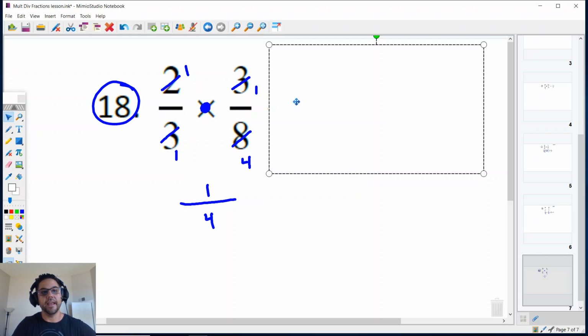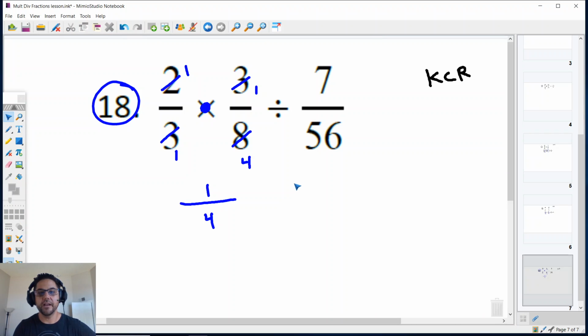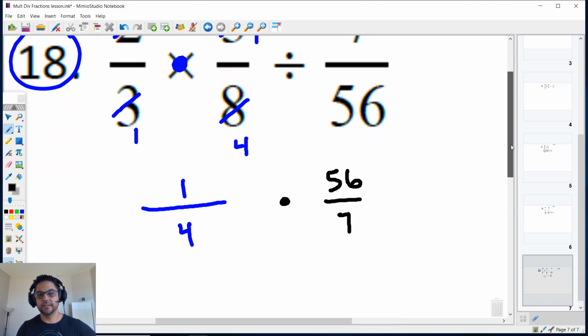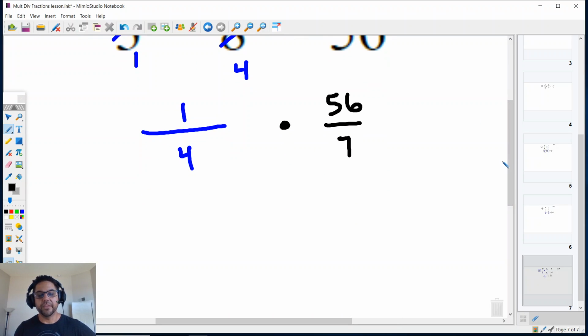Now I'm going to move that card, and then I'm going to do the keep, change, reciprocal. So remember, keep it, change to multiplication, and then reciprocal. 56 over 7. All right, now that I have this, you may be thinking, well, I can't cross-cancel 1 and 7. Can I cross-cancel 4 and 56?